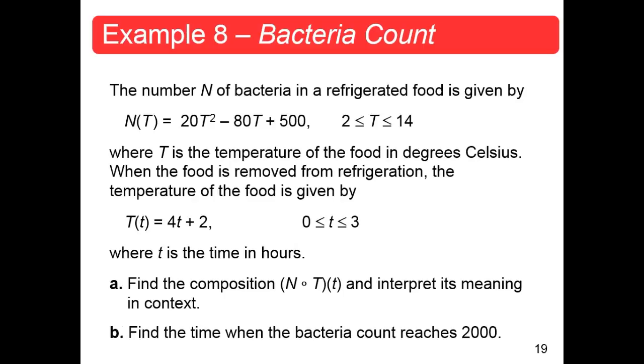The way they've worded this is strange. Okay, I'll explain it in a minute. N of T is equal to 20T squared, so again, this is temperature, minus 80T plus 500. Okay? But this is only good from T 2 to 14. Okay? And T is the temperature of the food in degrees Celsius.